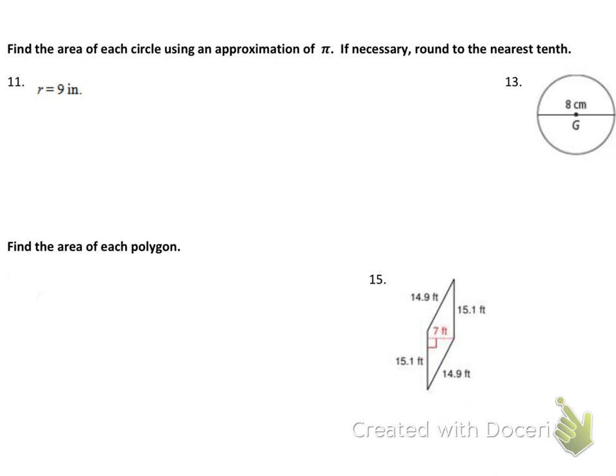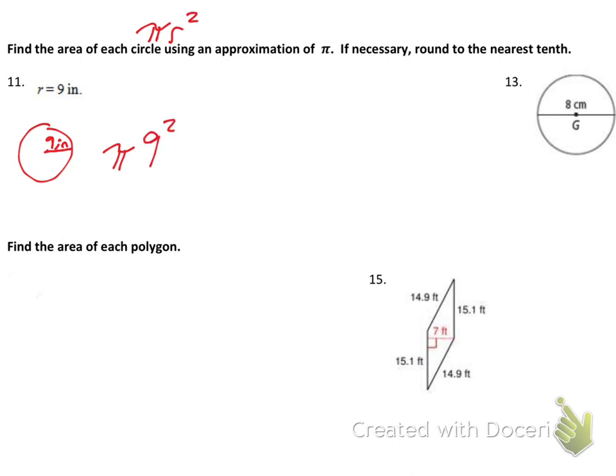Number 11, find the area of each circle using an approximation of pi, if necessary, rounding to the nearest tenth. So, if our radius is 9 inches, we can just draw this here. And this circle right here, this is 9 inches. So what we need to know is that the area of a circle is going to be pi times r squared. So I'm going to do pi times the radius, which is 9 squared.